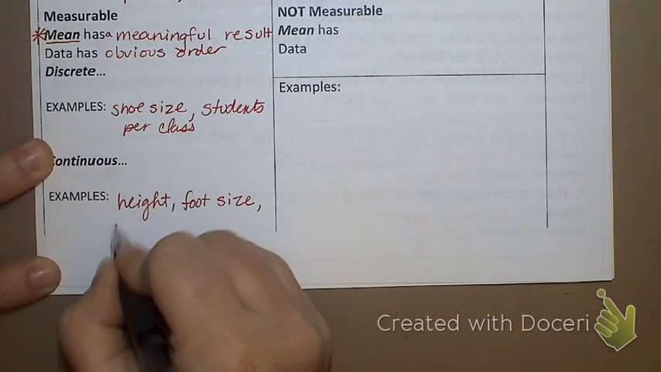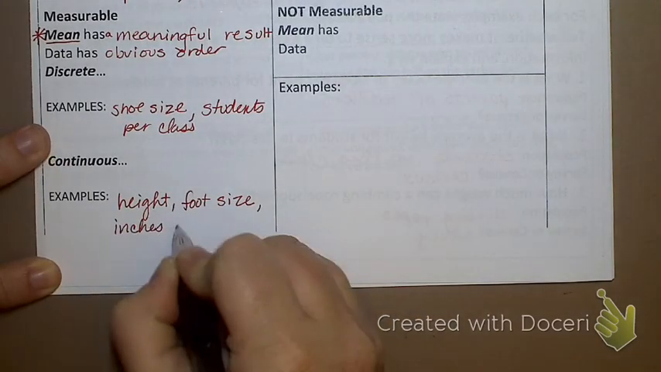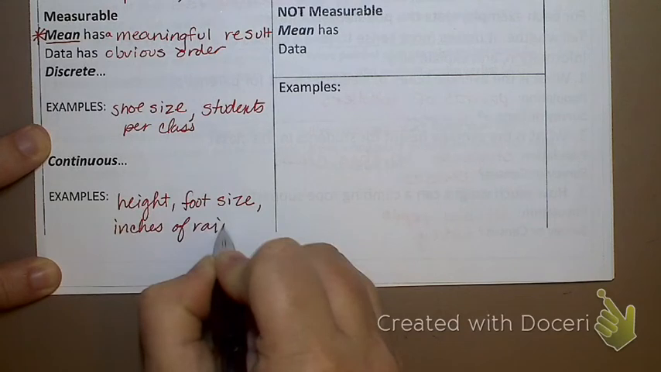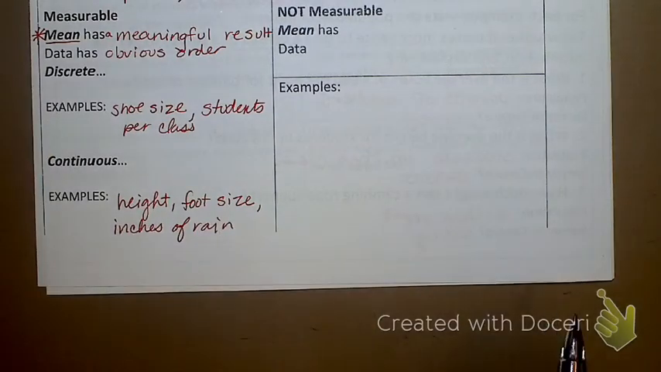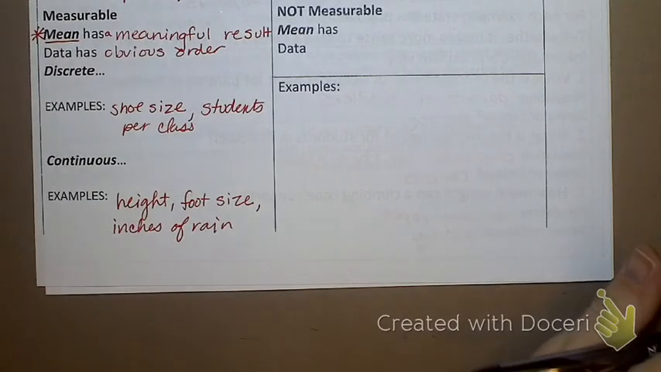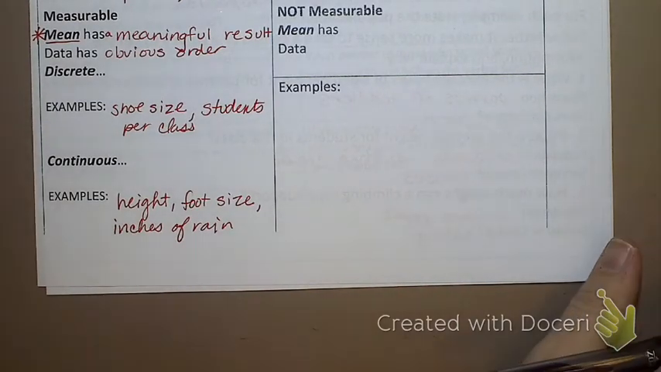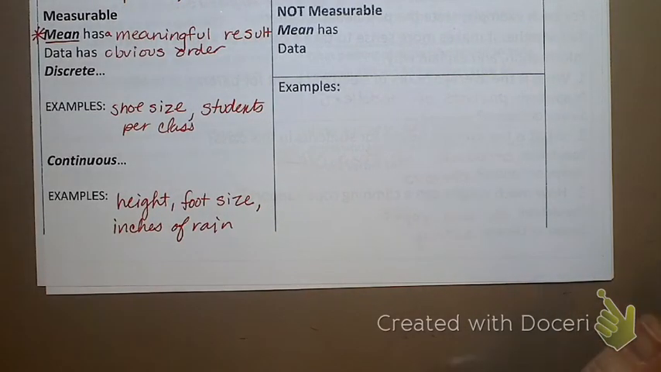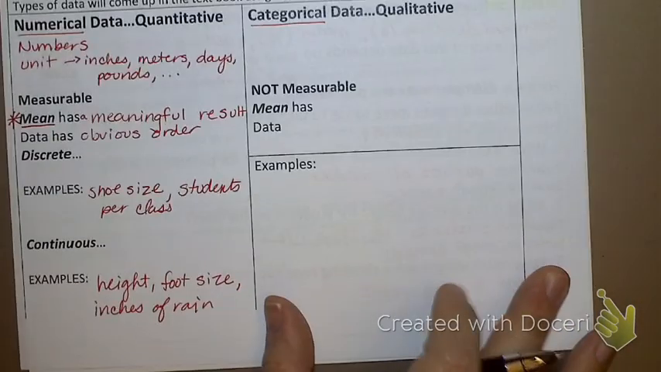Inches of rain is another example of a continuous measure. When you look at the meteorologist on the news and they talk about the inches of rain for various different areas, it never says 1 inch and 2 inches. It says 1.36 inches, or in our case, like 0.48 inches, because we never get over an inch. Okay? All right, so there's our numerical data.